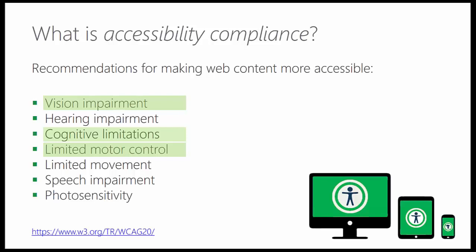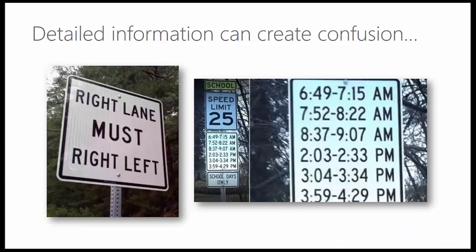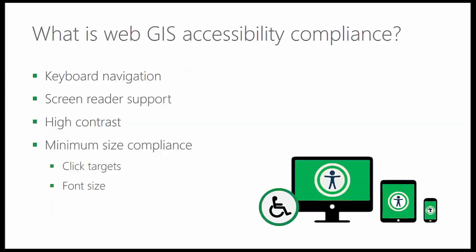Now, again, you can go and read the standard, but sometimes that detailed information can create confusion. So what I've done for you is recast some of those key things in the standard to what they mean for WebGIS. From a WebGIS's point of view, accessibility compliance generally means these things. It means that everything supports keyboard navigation. I shouldn't be required to use the mouse.